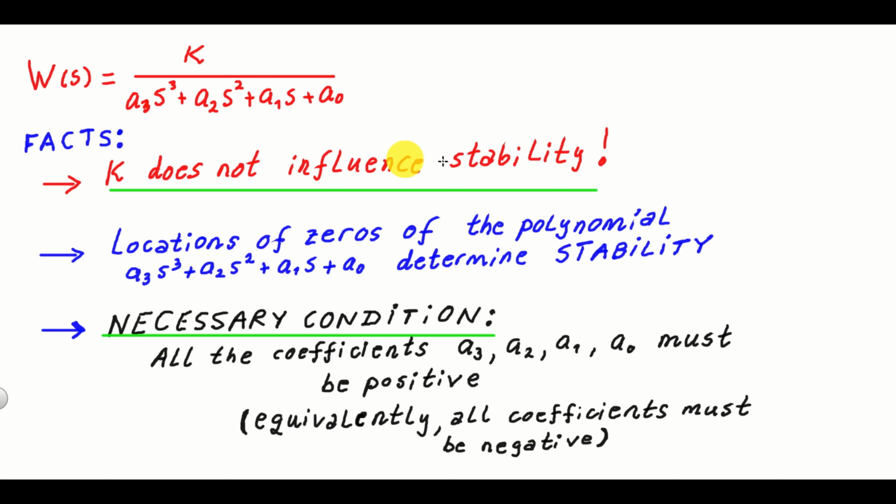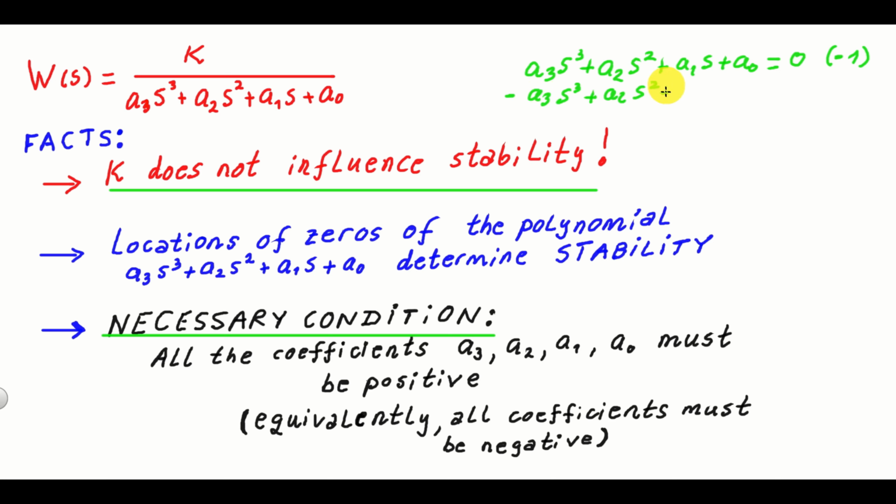You always determine the stability by actually computing the roots of this polynomial, a3s to the power 3 plus a2s to the power 2 plus a1s plus a0. And if this is equal to 0, nothing will change if you multiply this by -1. That is this equation.